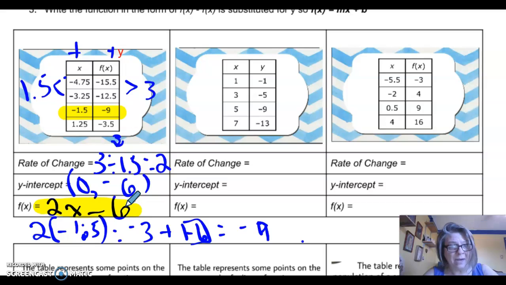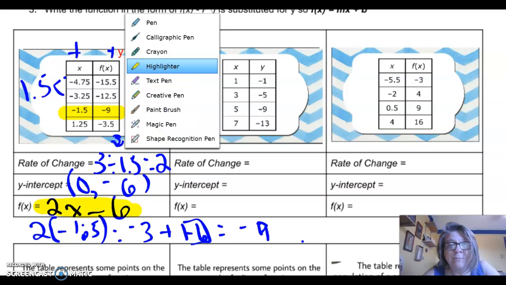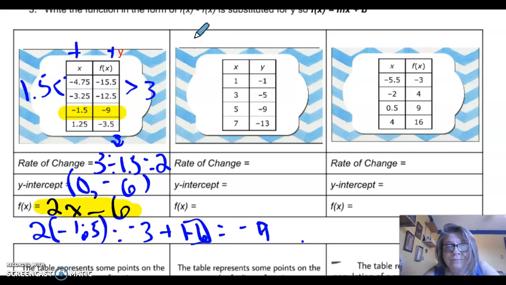Now I like the next one better because there are no decimals. I'm going to go back to my pen and take my first 2 points, negative 1 and negative 5. This time I see that I'm getting further negative, so I am decreasing. On the other side, I'm going 1, 3, 5, 7, so I am increasing. So when I have opposite signs, plus and minus, that means my rate of change is going to be negative.